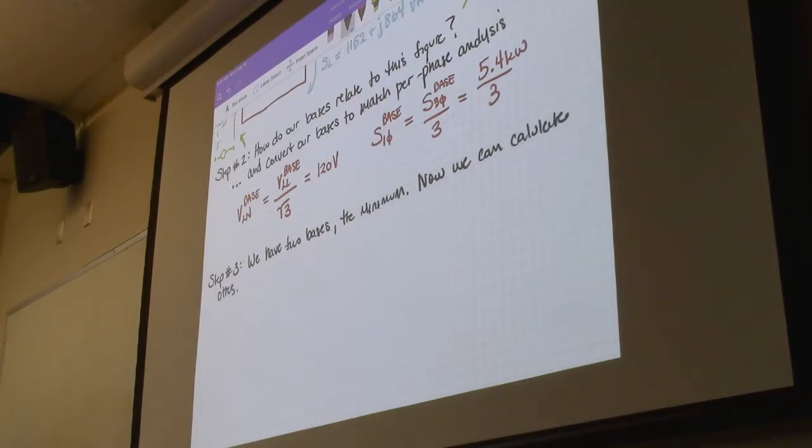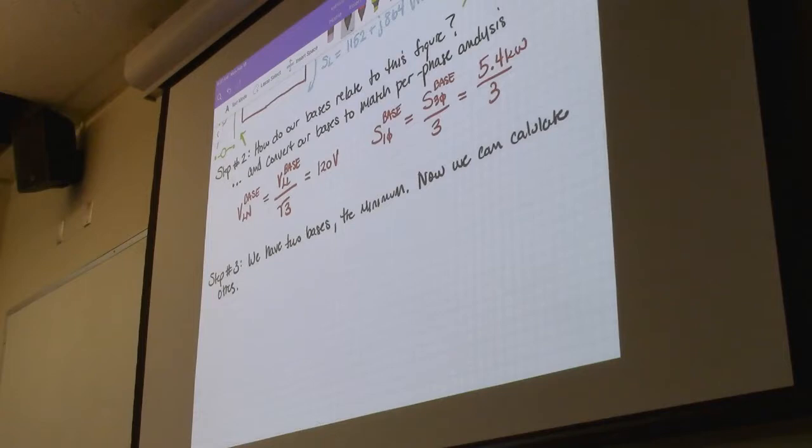Now we can calculate the others. So we have the 2 minimum. We can calculate the others. So, Z base and S base.